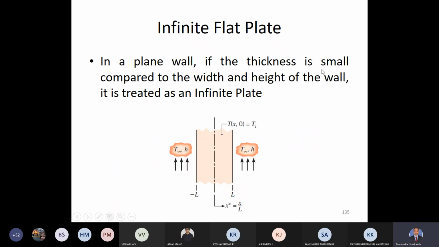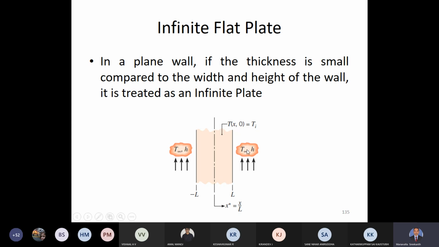So in a plane wall, if the thickness is small compared to the width and height of the wall, it is treated as an infinite plate. So here you see this is the cross section of a wall. This is the thickness of a wall and other dimensions. The length and the width of the wall are extending to great lengths, and therefore they are tending to infinity. That's what we can say.